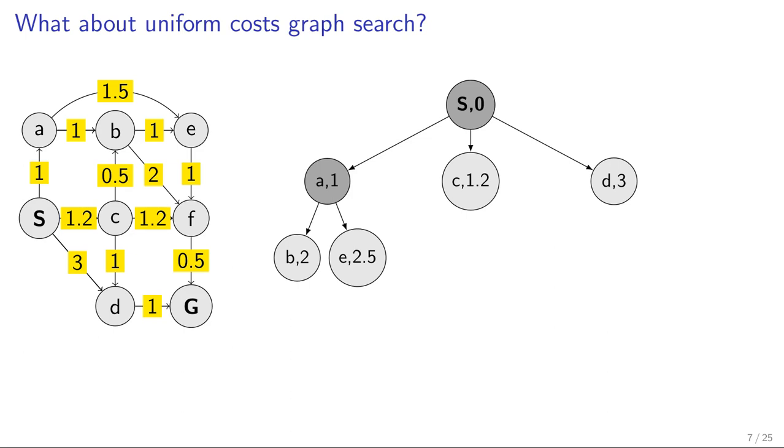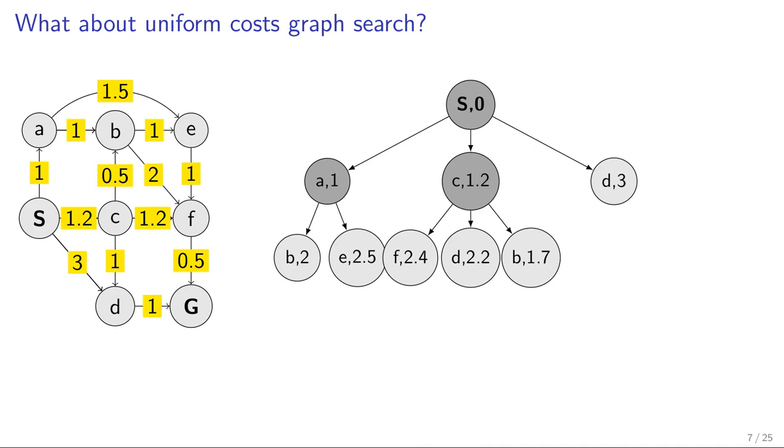Okay, so next I get B 2 and E 2.5. Now it's easy. The next to be expanded, I just take the minimum from what I have. This is expanded, so this is removed from the frontier. So the frontier are these pale gray ones, and the next to go will be C. And I'm getting this.